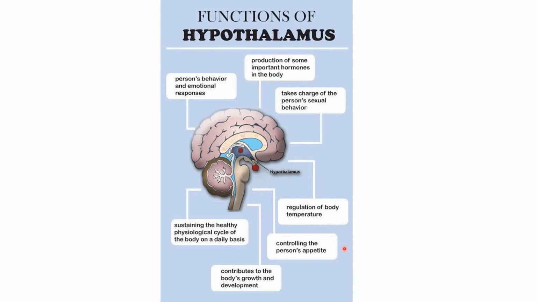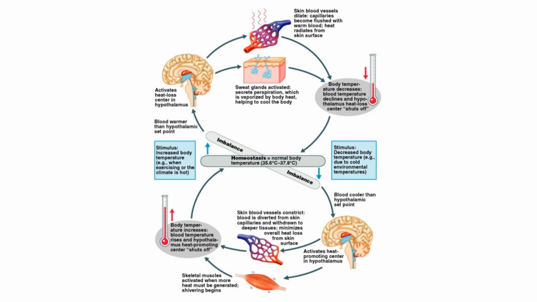Thermoregulation, controlling the person's appetite, contribution to the growth and development, sustaining healthy physiological cycle of the body on a daily basis. So it has effect on the body temperature, thirst, appetite, weight control, emotions, sleep cycles, sex drive, childbirth, blood pressure, heart rate, production of digestive juices, balancing bodily fluids. So it has multiple functions. So it's a small part, but it's important in maintaining the balanced bodily state.